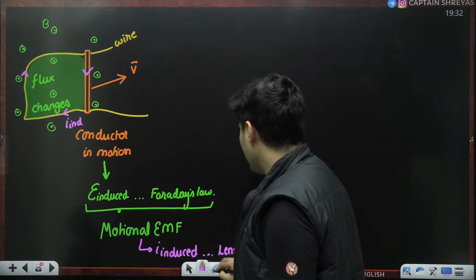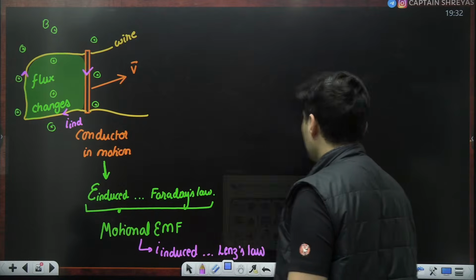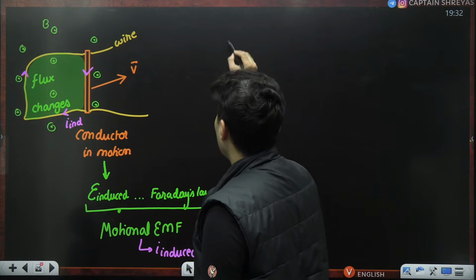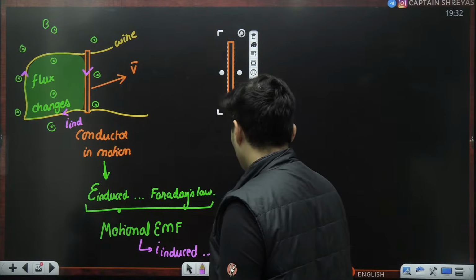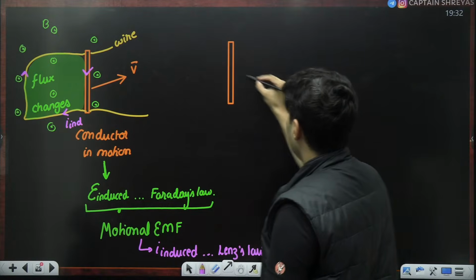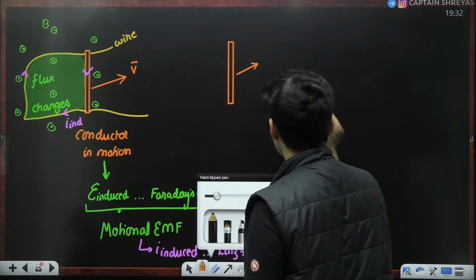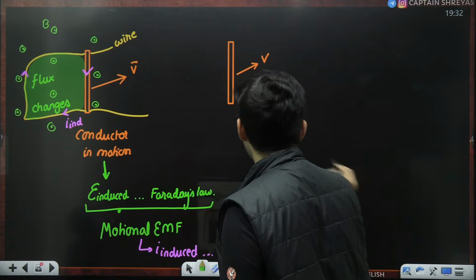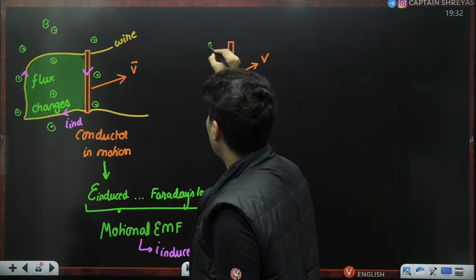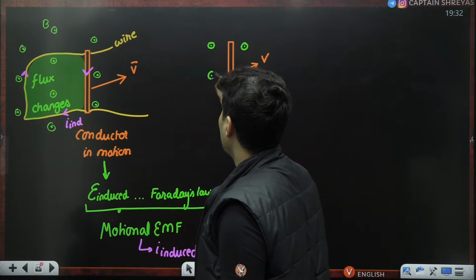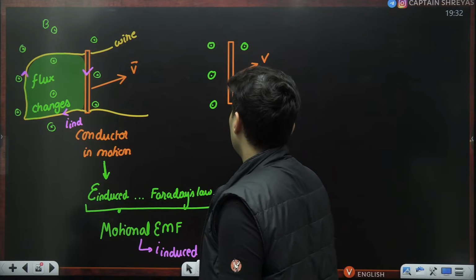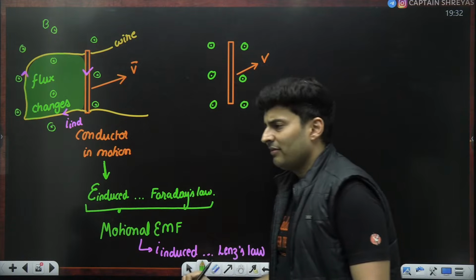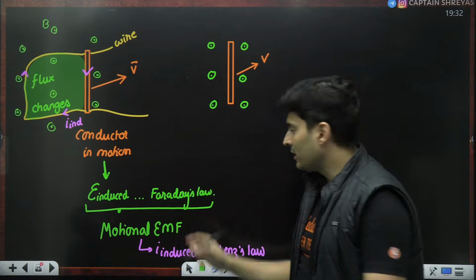If by chance there was no wire, only that rod, and imagine it was moving again with that same velocity, in that same magnetic field environment, will there be EMF? Will there be current? Or will there be no EMF?